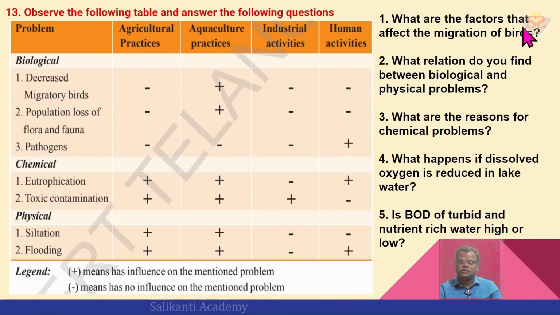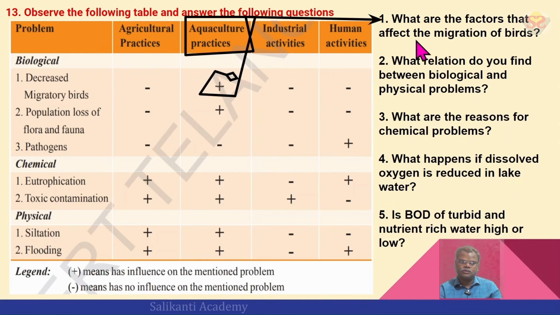What are the factors that affect the migration of birds? Aquaculture practices. See here, plus, minus. Plus means has influence on the mentioned problem, minus means has no influence on the mentioned problem. Here, before decreased migration of birds, a plus is present in the column of aquaculture practices. So, what are the factors that affect the migration of birds? Aquaculture practices affect the migration of birds.